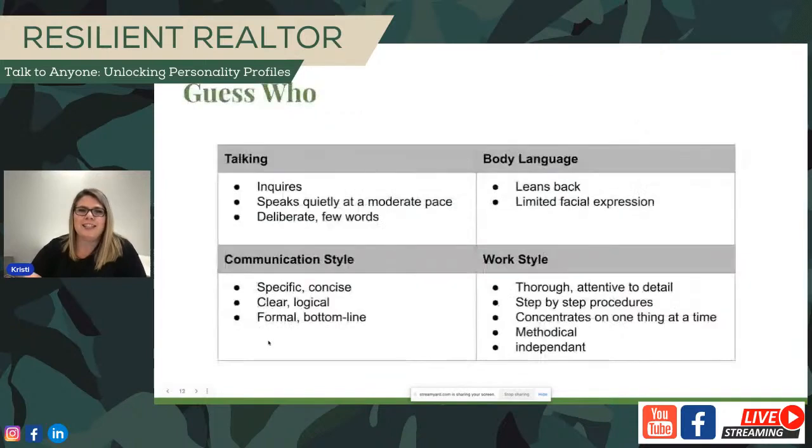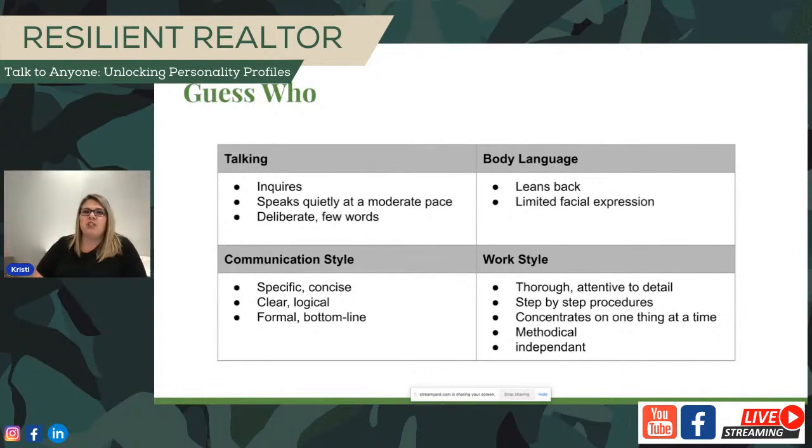So let's play a little game. I'm going to give you guys some characteristics, and you guys are going to guess of the 4 personality profiles who we're talking about. So in terms of body language, this personality profile can tend to lean back, maybe not lean in. You're going to have limited facial expression. You're not going to have big body language in terms of moving that.